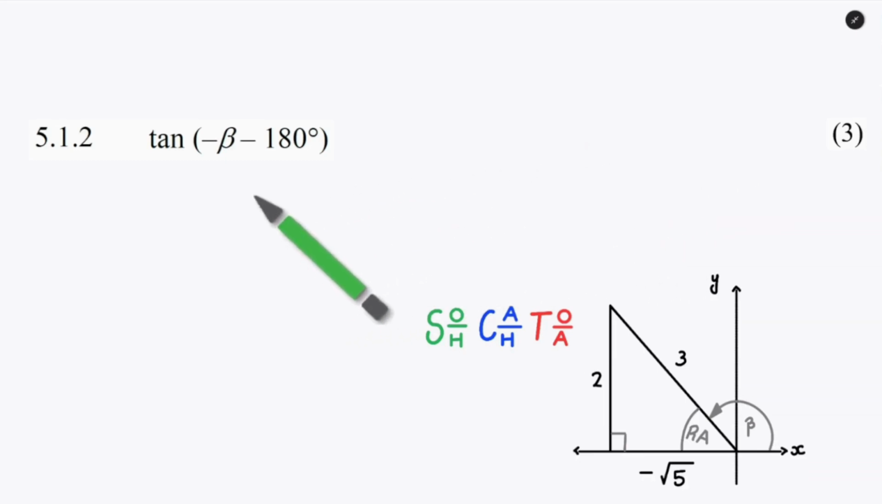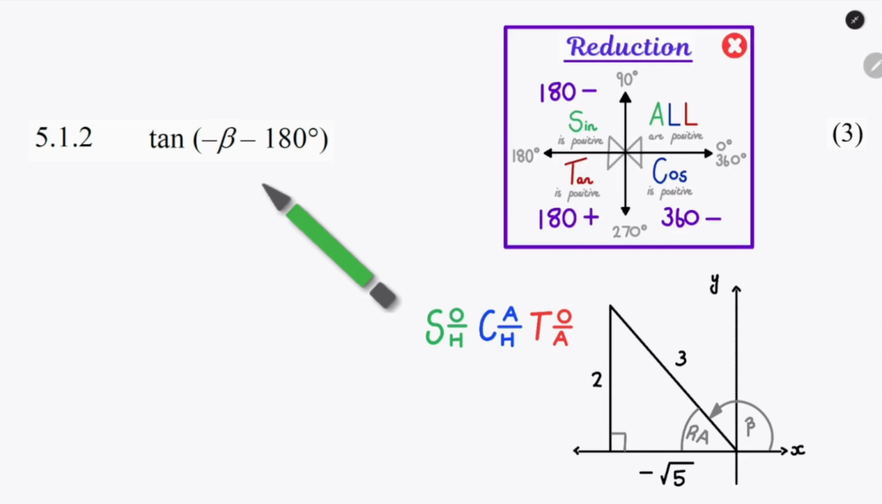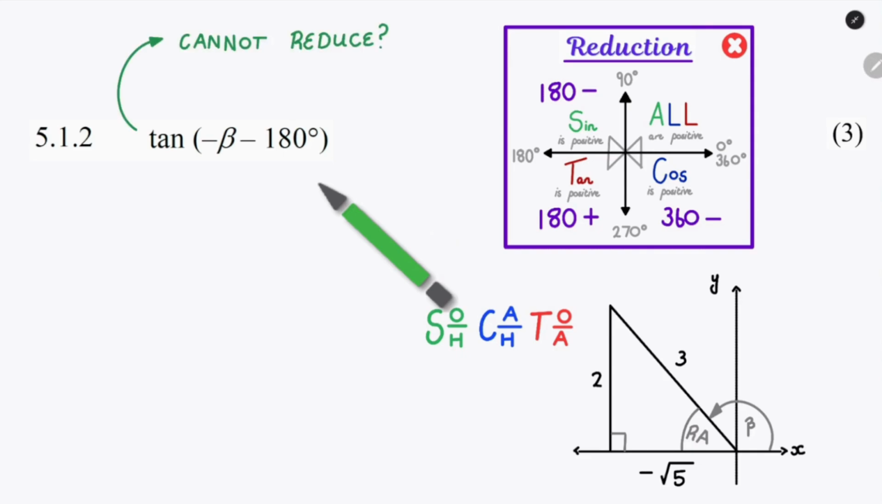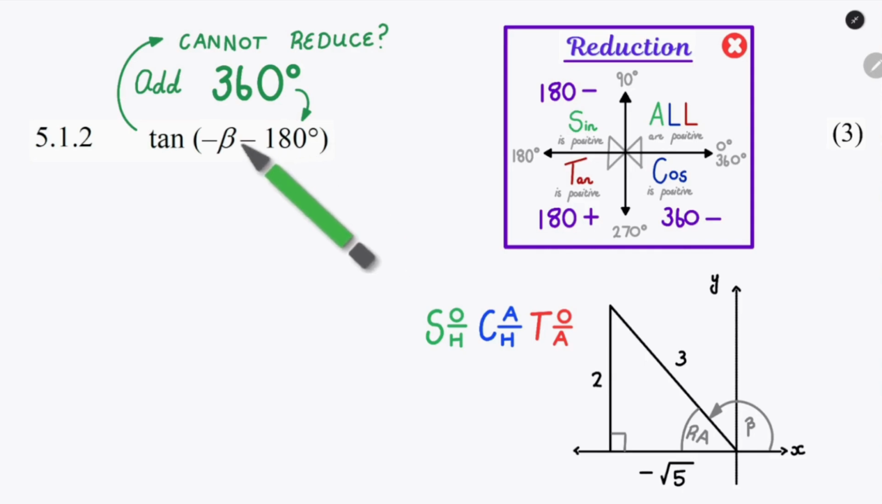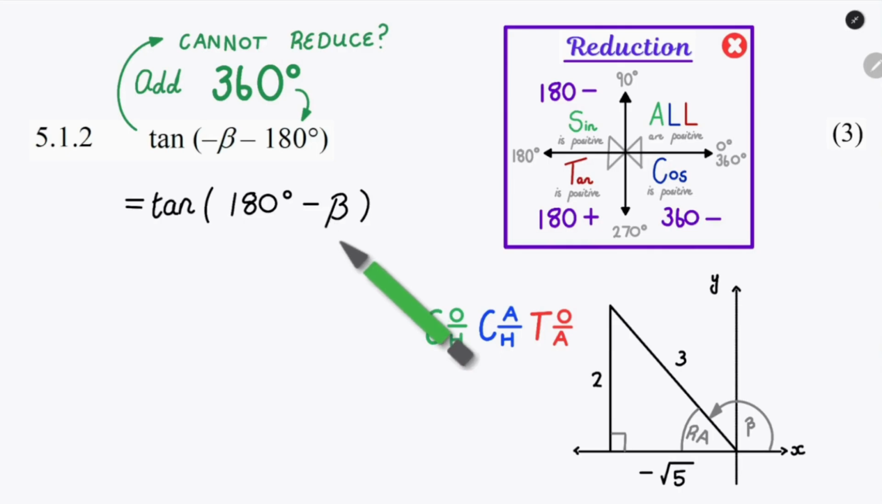In question 5.1.2, I so desperately want to reduce this guy, but I can't. I can only reduce it if I see these 3 things: 180 minus, 180 plus, 360 minus. So there's a simple solution to that problem. We just need to add 360, and then we're going to get back to familiar territory. So minus 180 plus 360 gives me positive 180. And then I put the positive 180 first, and I put the minus beta second. And now we set up for that reduction.